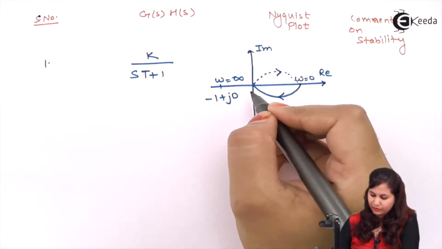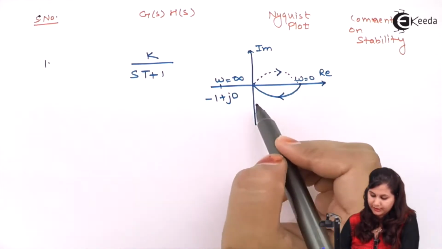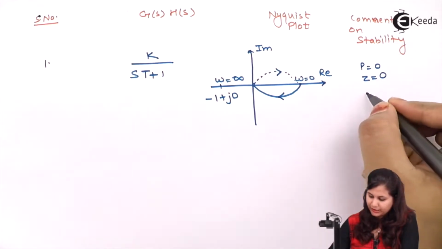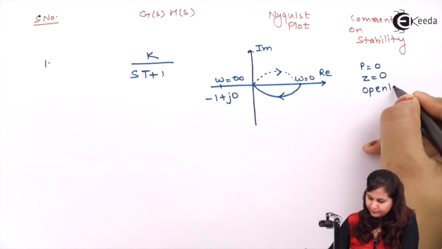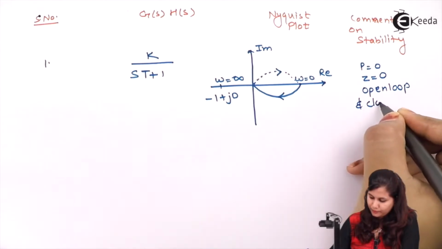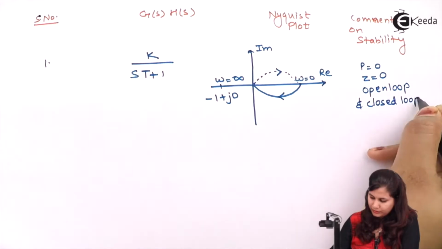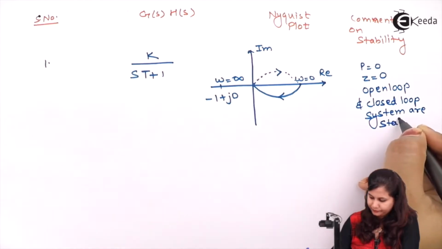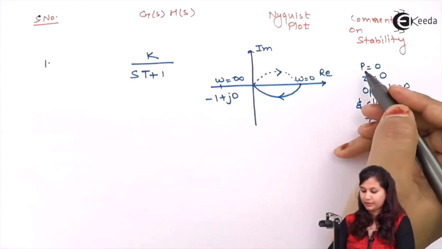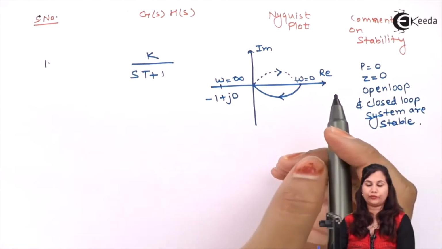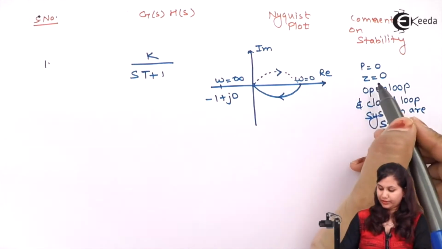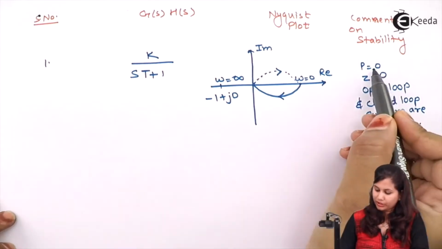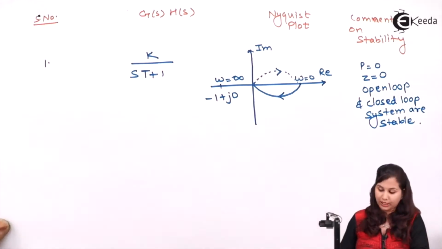Now, what can we say about the stability of such a system? For this system, P equals 0 and Z equals 0, so the open loop and closed loop systems are both stable, because the number of poles lying on the right hand side of the S plane, the poles having a positive real part, is 0 for both. So the open loop and closed loop are both stable.